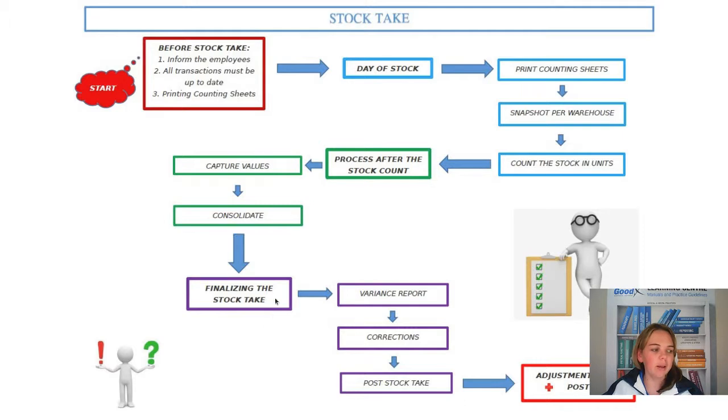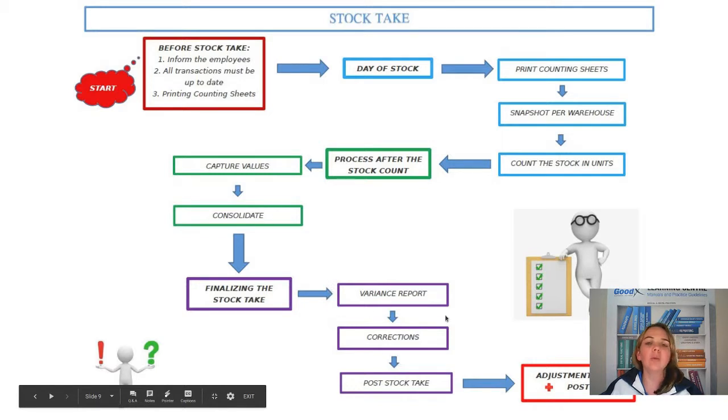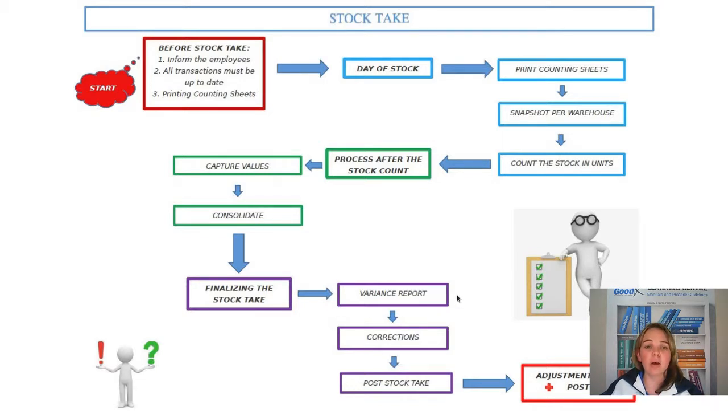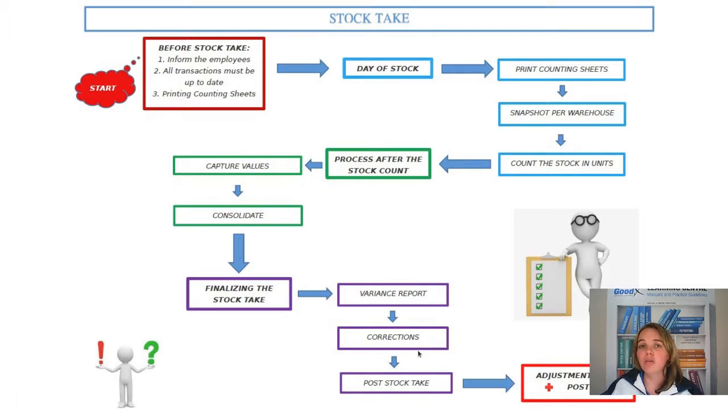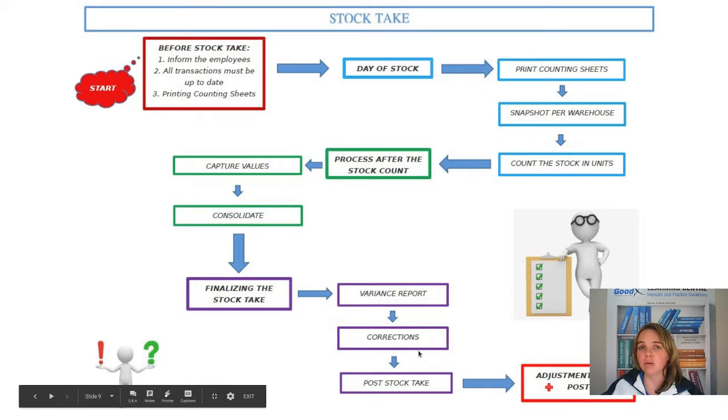we consolidate. Now it's the finalizing of the stock take. In the finalizing of the stock take, you will need to look at your variance report first thing. And that was the quick process I showed you. We're going to look at it now. Then you make your corrections, as I showed you just now. Make sure if there are any finger faults or anything that you miscounted, you must correct it at this stage. And then we're going to post the stock take.